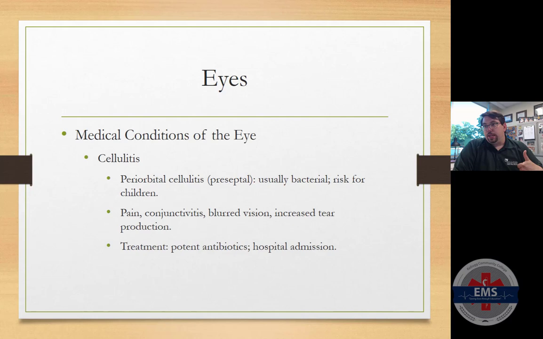Periorbital cellulitis, right? In this case, usually it's going to be a bacteria, more of a risk for kids like we talked about when we dealt with pink eye earlier. Patient's going to present with a significant amount of pain, conjunctivitis, right? That's that pink eye, blurred vision, increased tear production, components of that nature. Treatment, we want to get them antibiotics, and most likely they're going to require hospital admission to get that under control.